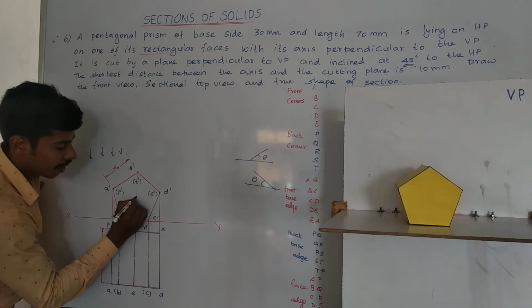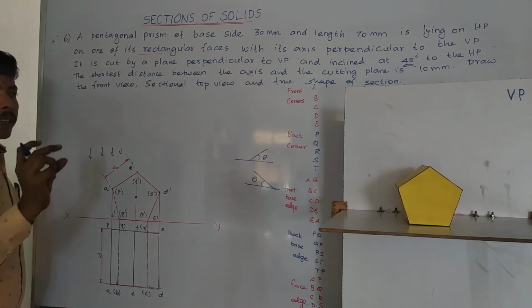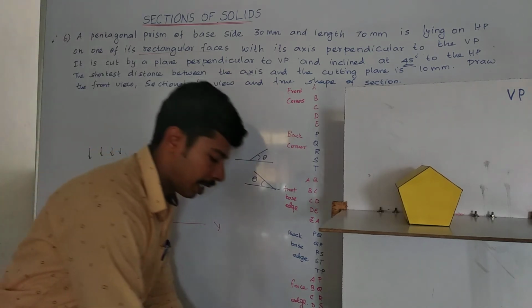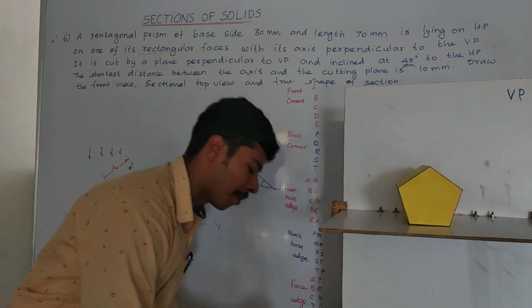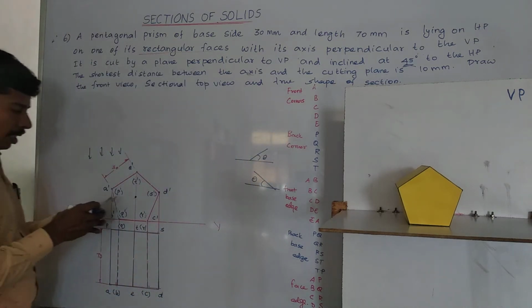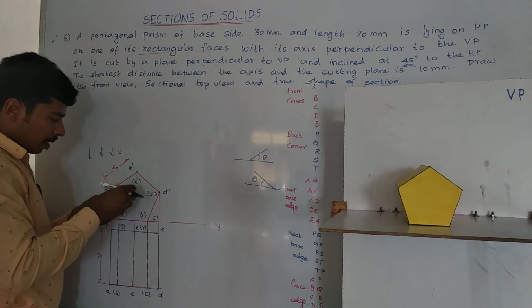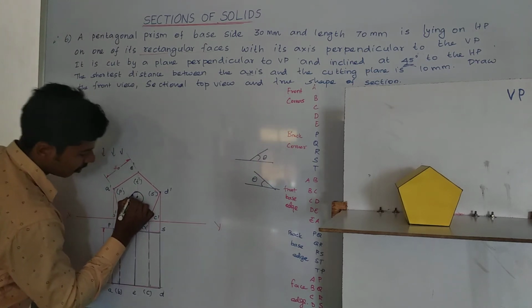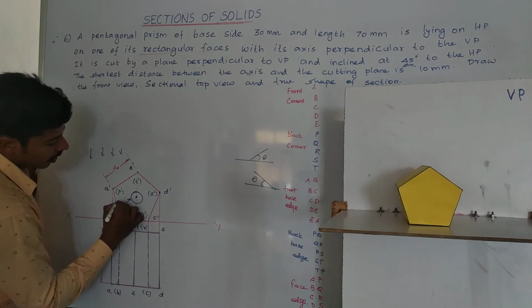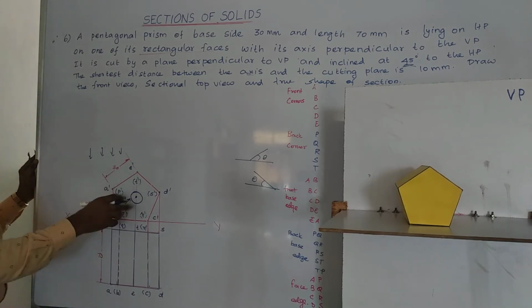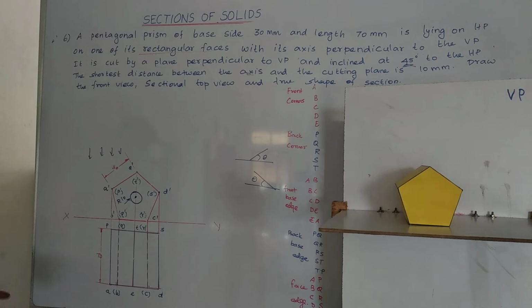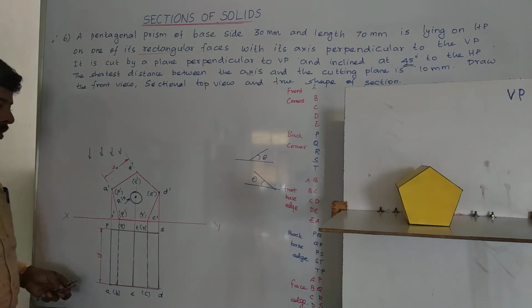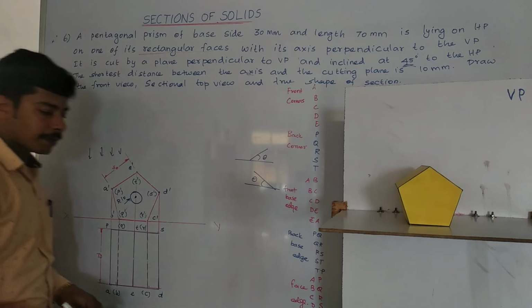So this is the axis in the front view. We mark 10 millimeter. Take 10 millimeter in the compass and draw one circle over here. So I draw one circle. This is a 10 millimeter radius. With the 10 millimeter radius, I draw one circle.